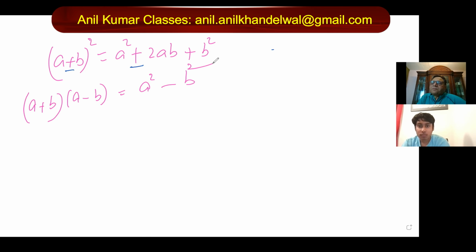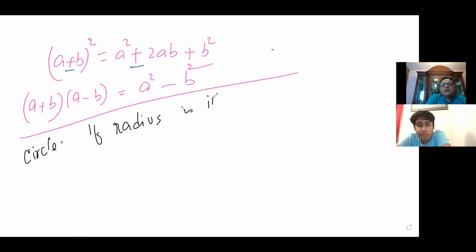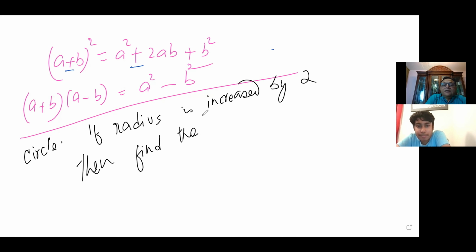Now we'll see the application of these formulas. We really have many applications. Let us say, as I saw in one of your examples, we talk about a circle. If the radius is increased by 2, then find the increase in area. Okay, sir.